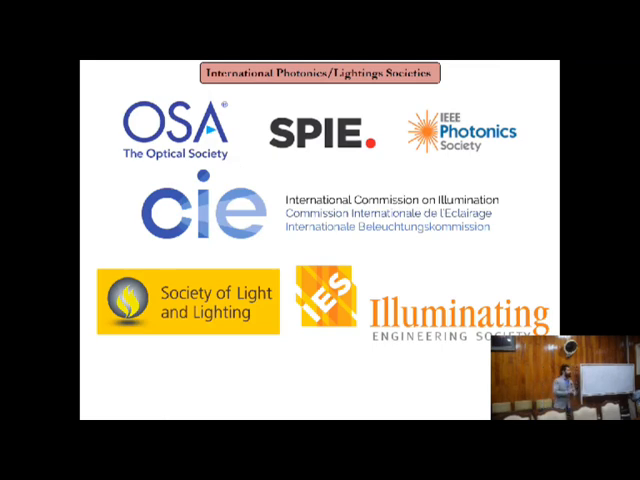These are a few logos of various international societies that promote and explore the world of lighting. The world of lighting starts from light emission to light absorption, so light emitting diodes, laser diodes, photodiodes. These are a few world leading societies.